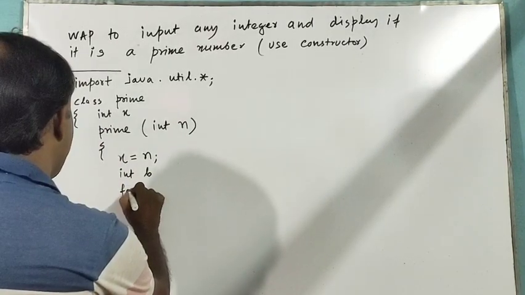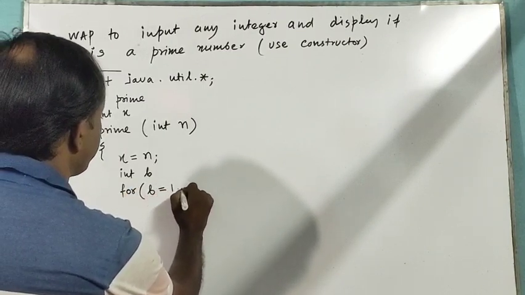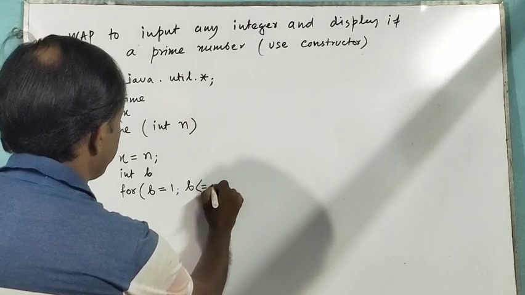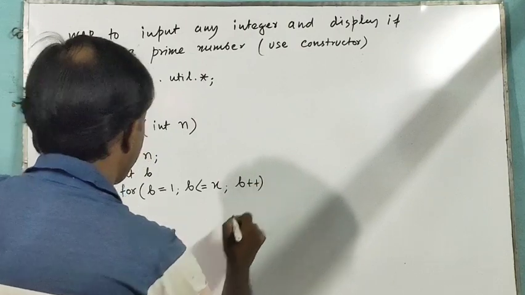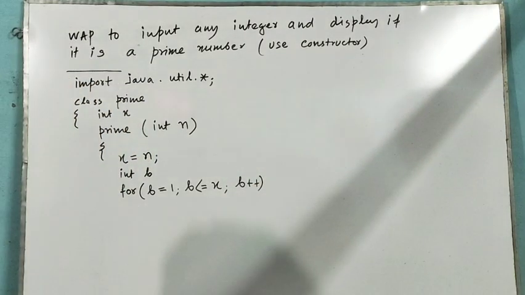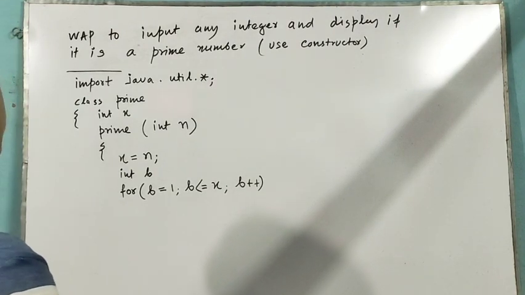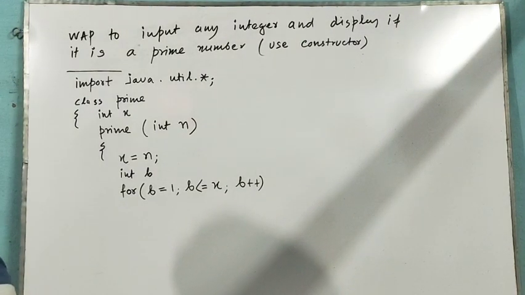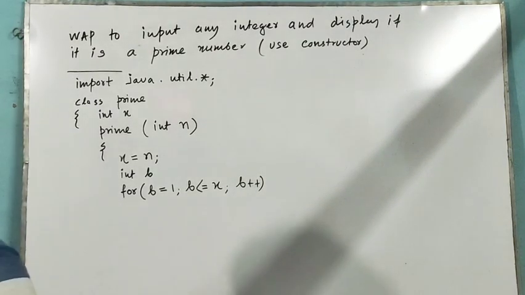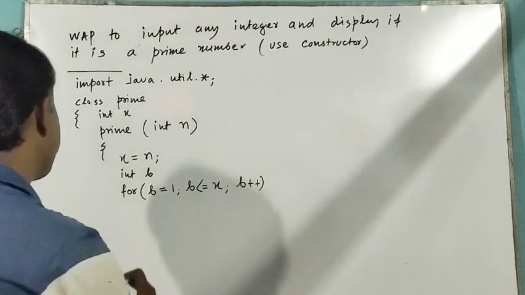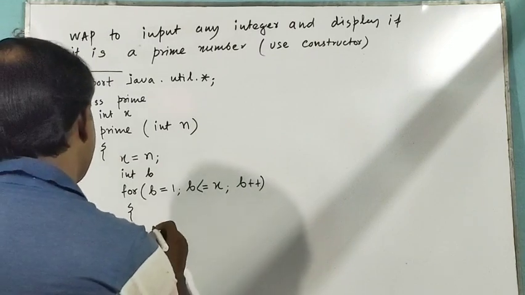I make one for loop: b = 1, b <= x, b++. So x is the value which we are going to check for prime. So I have created one for loop which is from 1 to x. Now what we have to do, you all are aware of how to check prime number.